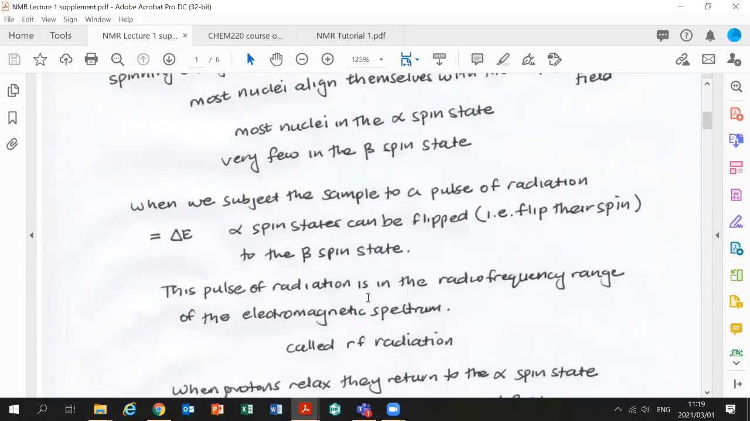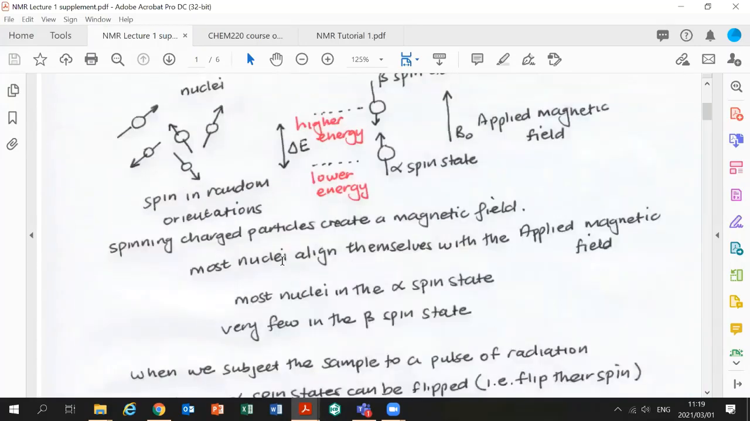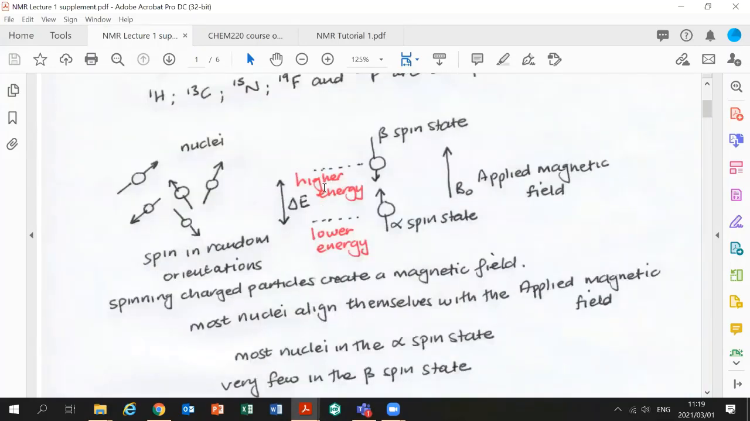So we can supply that energy by subjecting the sample to a pulse of radiation, which is equal to the change in energy from the alpha to the beta spin states. So I mean this energy here, right? That's the energy of your alpha state. That's the energy of the beta state. And if you're in the alpha state and you want to spin the other way, you can't do that because you don't have energy yet.